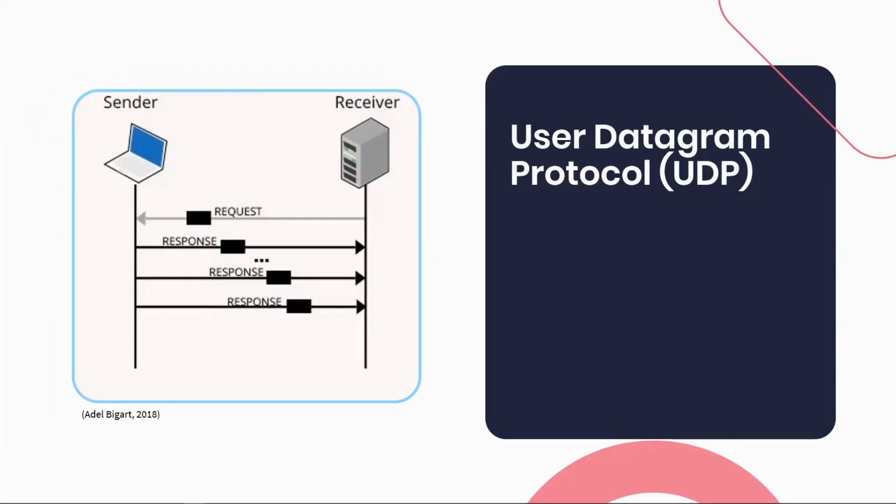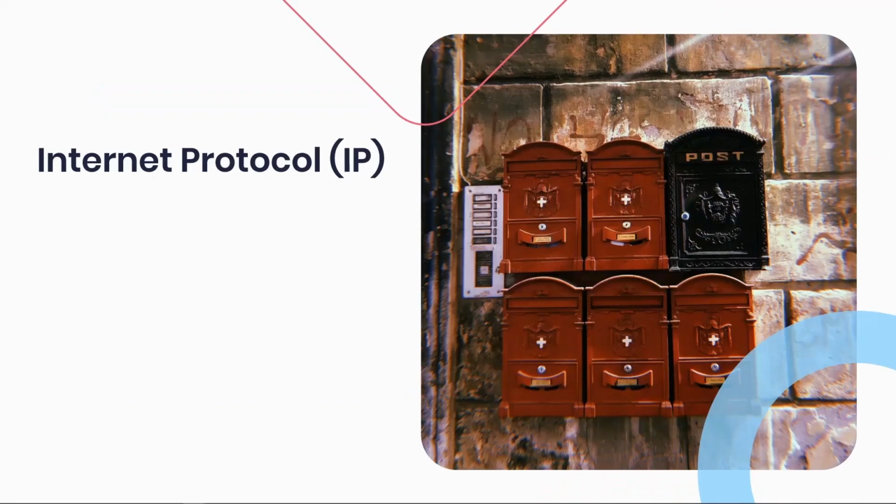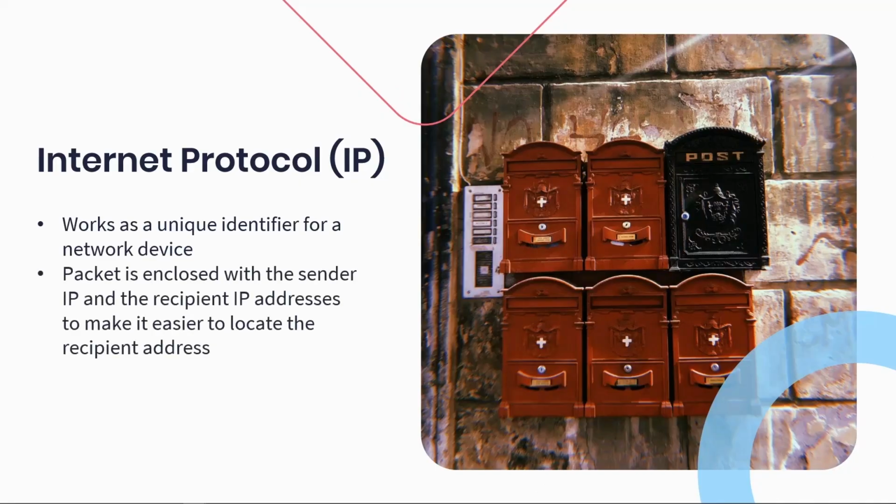User Datagram Protocol, UDP, is a protocol used in networking where a higher speed of transmission is required and data loss tolerance is low. UDP works particularly well in network communications such as voice calls, domain name system, DNS lookup, and video streaming. The Internet Protocol, IP, works as a unique identifier for a network device. The data, or packet is enclosed with the sender IP and the recipient IP addresses to make it easier to locate the recipient address.